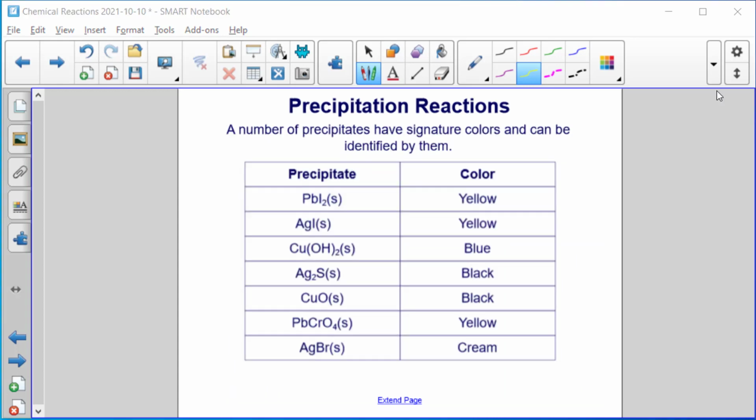A number of the solid precipitates have signature colors to identify them by. We see this in the lab all the time where we're trying to isolate a certain element. We use precipitation to isolate it out. We know it's there because of that characteristic color formation. So lead iodide and silver iodide are yellow. Copper hydroxide is blue, silver sulfide is black, copper oxide is black, lead chromate is yellow, and silver bromide is a cream color. There are others, but these are the most common that you'll run into with those characteristic colors.